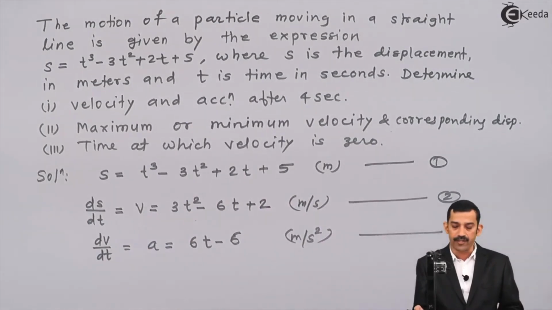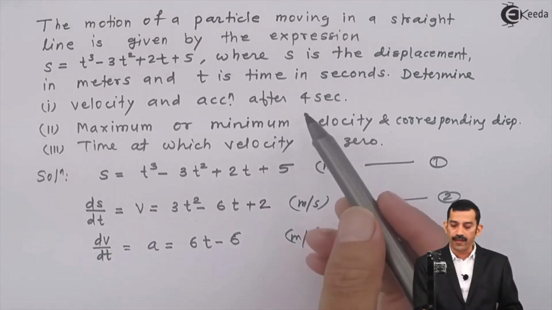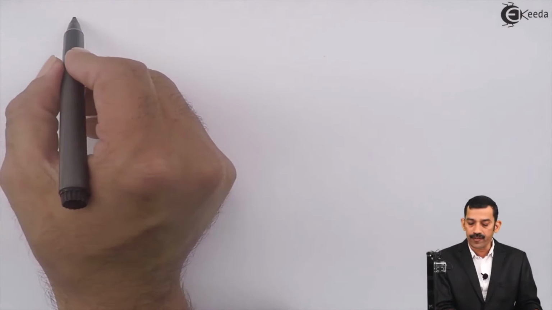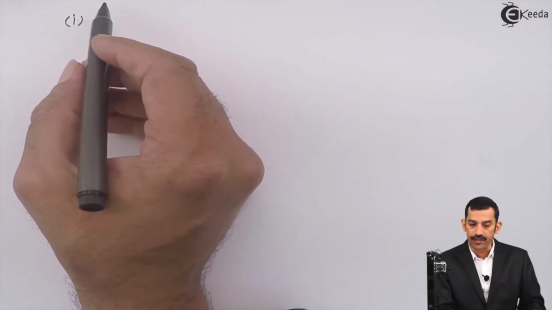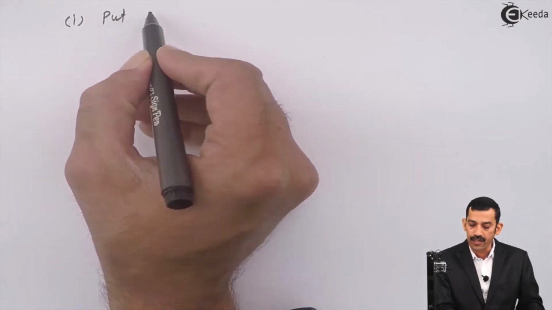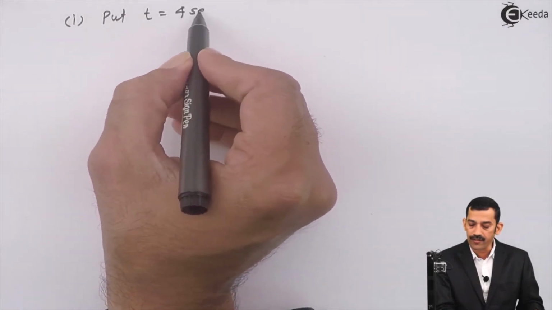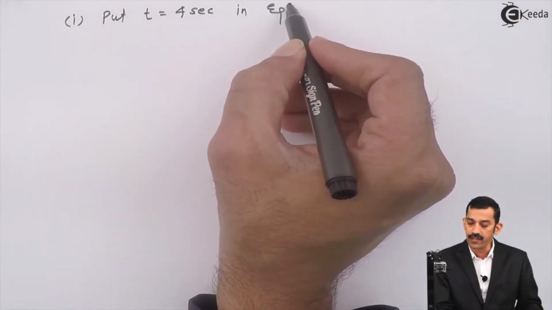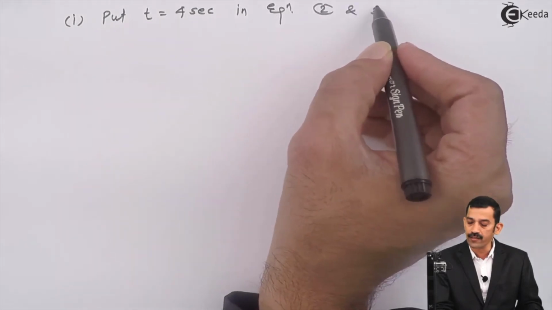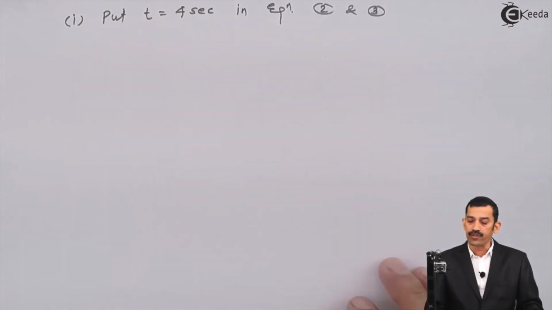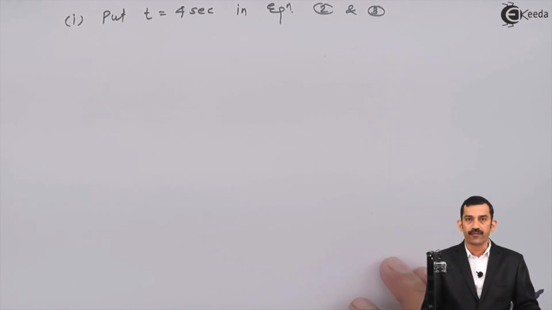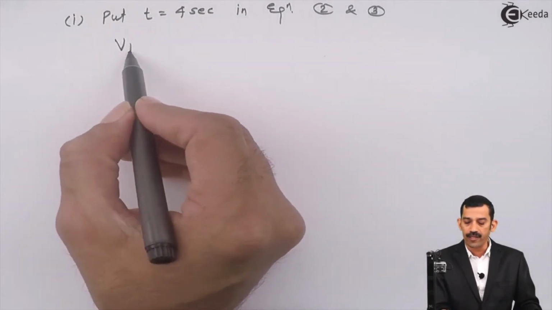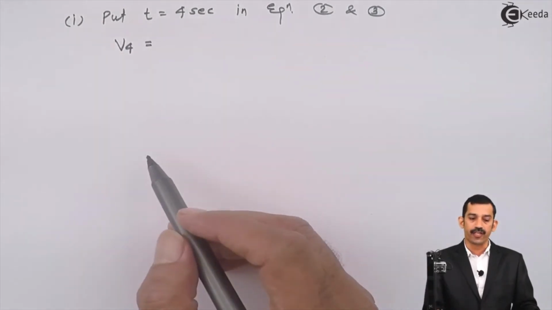That means in the second and third equations, if we substitute the given time, 4 seconds, we will easily get velocity and acceleration. So for the first part of problem number 1, we put t equal to 4 seconds in equations 2 and 3. The second equation is in terms of velocity. At 4 seconds you are finding it, therefore I will write v4, that means velocity at 4 seconds.